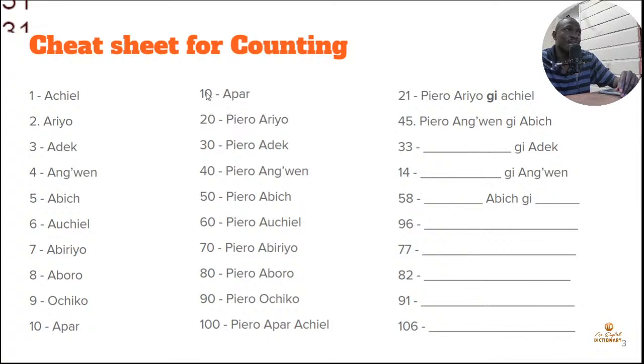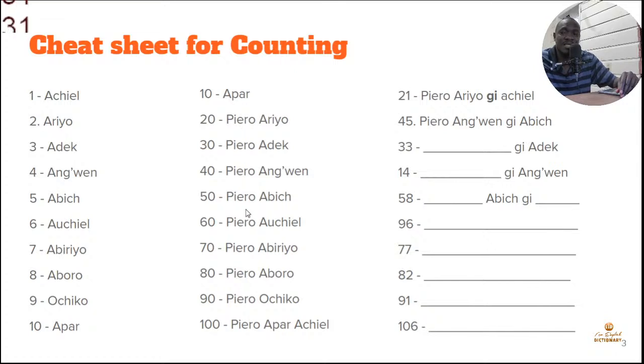Now, let's go through 10 to 100 in groups of 10. So 10 is apar, then 20 is piero, ariyo. Now see ariyo here, we just added piero. So piero, ariyo. Adek, 30, piero, adek. So guess what? We just added piero. Look what's happening here. You see 40 says piero, ang'wen. And 50, piero, abich. So what has happened? We have just added the word piero.